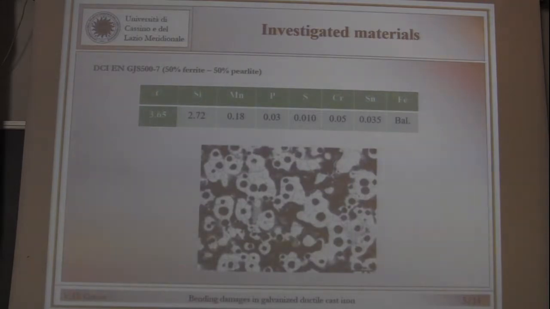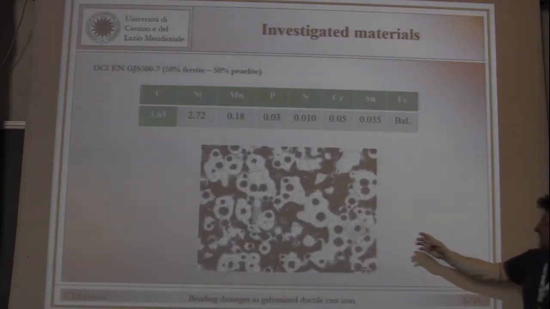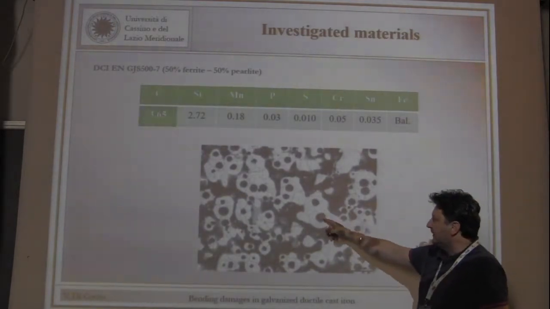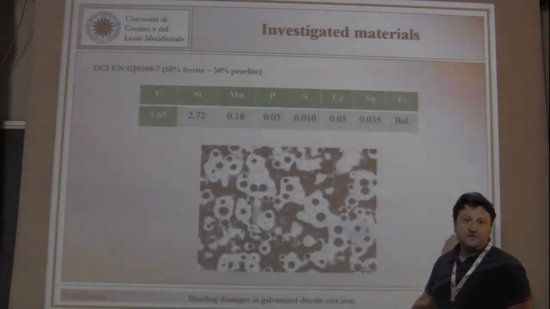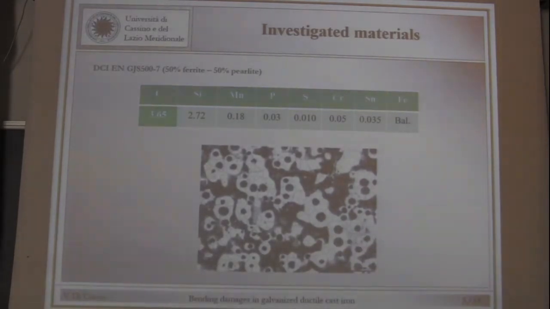And then we have other components. Carbon is wide, but the content of carbon is mainly inside the nodular phase. This is a ductile cast iron characterized by a nodular phase inside the metallic matrix. And the chemical composition of the matrix is quite similar to a medium carbon steel.